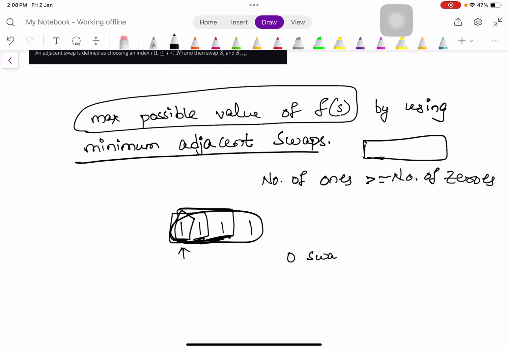So in 0 swaps, we are getting a string in which the f(s) value is equal to 4. The prefix length is 4, in which the number of ones is greater than or equal to the number of zeros, and 4 is our maximum possible value of f(s). Let's look at another example.